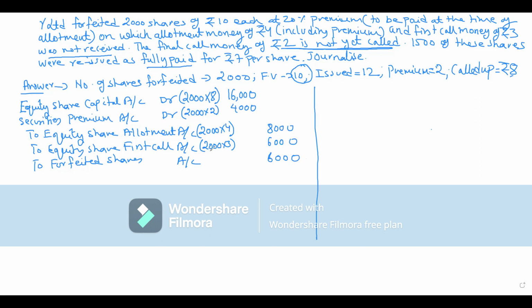Now comes the reissue part, the most important part of the question. Understand this part. They said over here in reissue, 1,500 of these shares was reissued as fully paid up for 7 per share. You have reissued 1,500 shares at 7, and they use the word fully paid up.